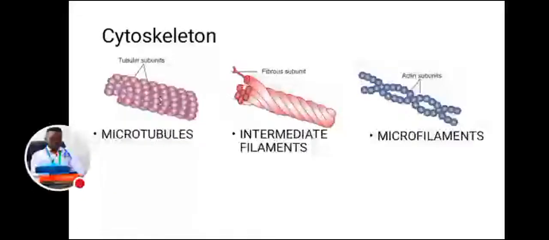So the cytoskeleton, this is how it looks. We have the tubulin subunit of the microtubules. And then we have the intermediate filaments that have the fibrous subunit. Then we have the microfilaments, which have the actin subunit. So you need to understand that the cytoskeleton is in 3 categories: the microtubule, intermediate filament, and microfilament. The microtubule has the tubulin subunit, the intermediate filament has the fibrous subunit, and the microfilament has the actin subunit. These are the differences that you must take note of on the cytoskeleton.